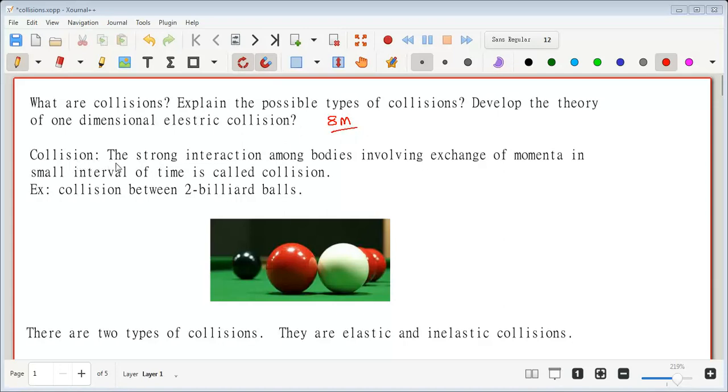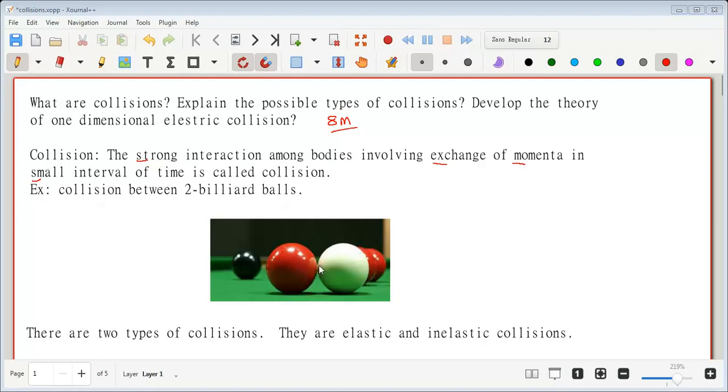First, the definition of collisions: a strong interaction among bodies involving exchange of momenta in a small interval of time is called collision. So there is an interaction which is very, very strong. Meanwhile, they exchange their momenta from one to another within a small interval of time. That means the time interval is very, very less. The collision between two billiard balls is the example for this definition.